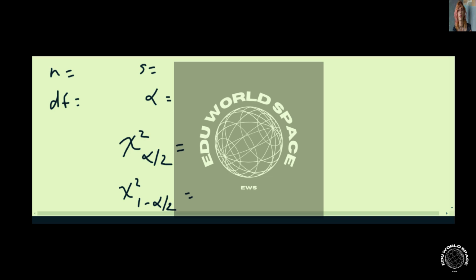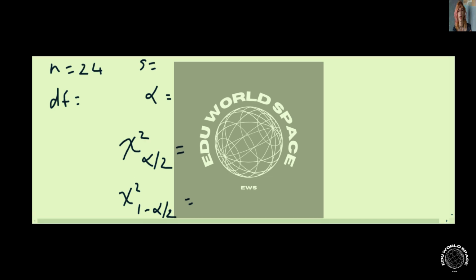For this question, we've been given our sample size is 24, so n equals 24. The sample standard deviation given is 4.8. Since n is 24, the degrees of freedom in our case is 23. And since we're finding a 90% confidence interval, alpha is 0.1.